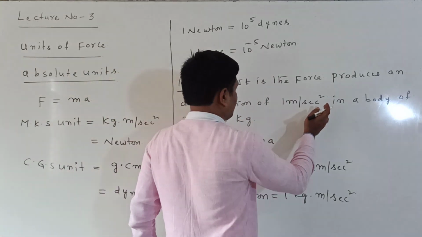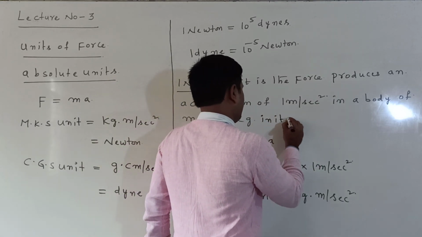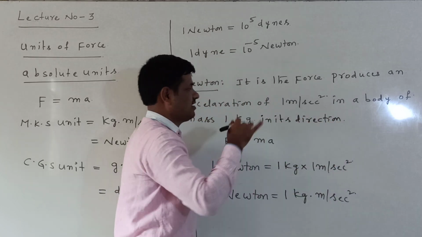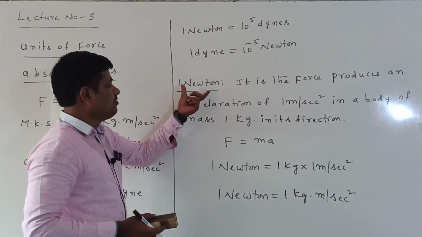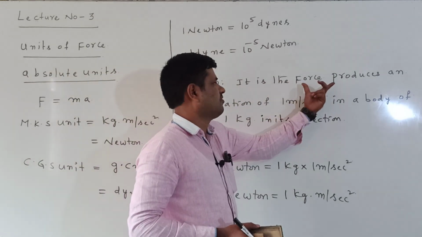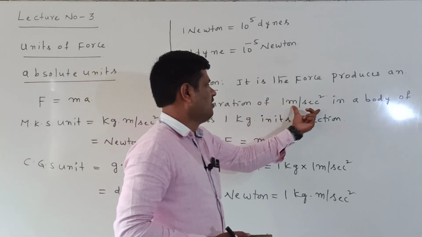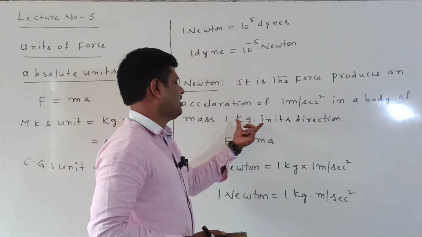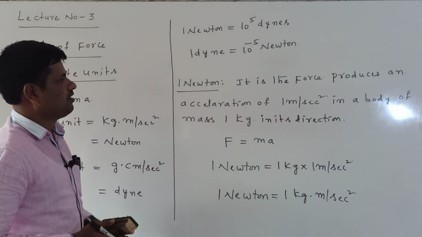But this produces in a body in its direction, which means the acceleration is produced in the direction of the force. This is the meaning of in its direction. Now, what is the definition of the 1 Newton? It is a force that produces an acceleration of how much? 1 meter per second square in a body of mass, how much kg here? 1 kg, in its direction. This is the definition of the Newton.